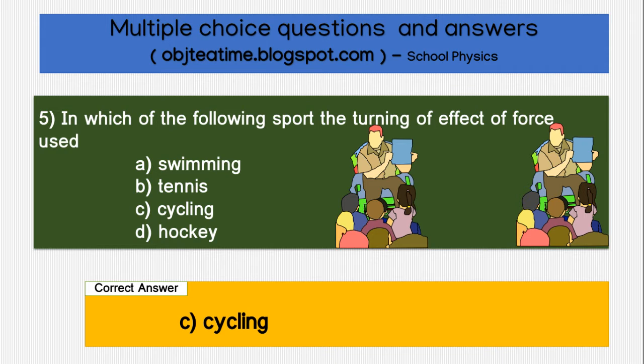Students, listen carefully. I will read the question once again. In which of the following sports is the turning effect of force used? In cycling, the turning effect of force is used. So option C is correct.